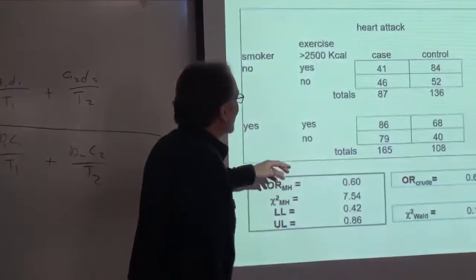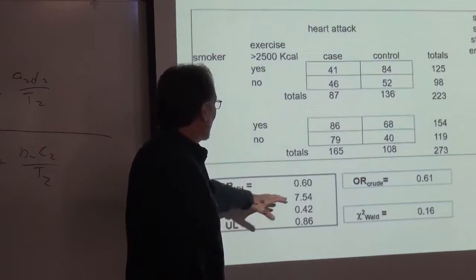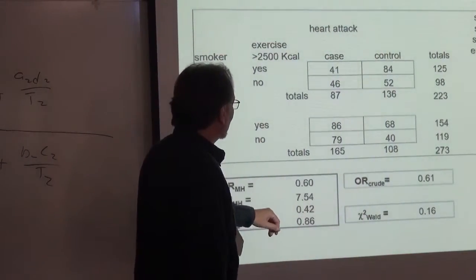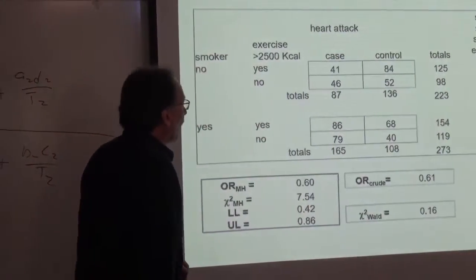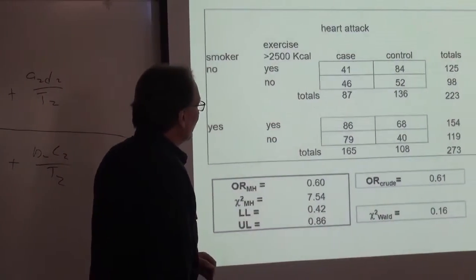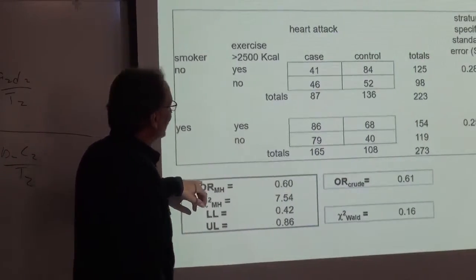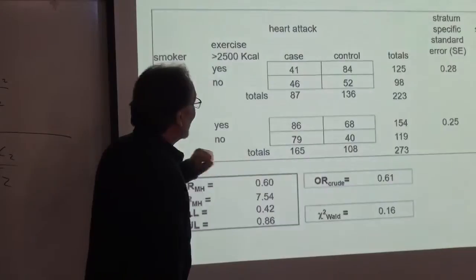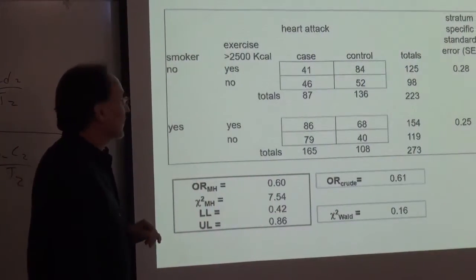The Mantel-Haenszel odds ratio, which adjusts for smoking, gives us an overall protective effect. The crude odds ratio is 0.61, similar to the Mantel-Haenszel odds ratio, which is an evaluation for confounding, right? The relationship between crude and Mantel-Haenszel.